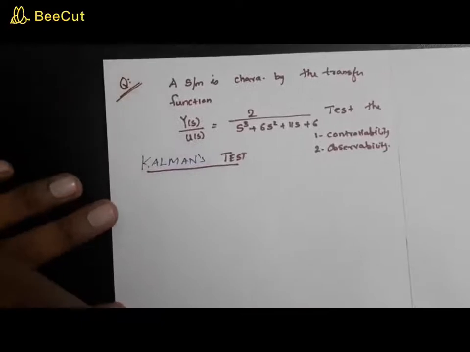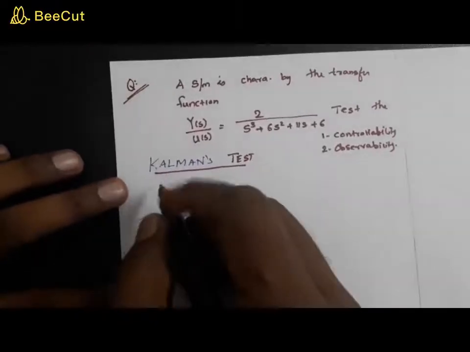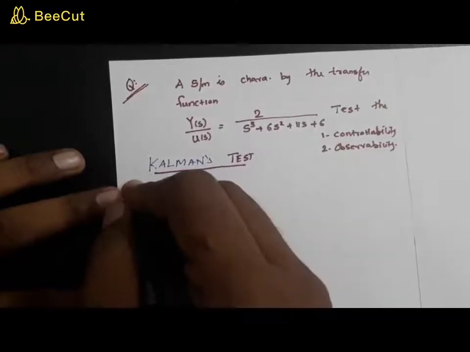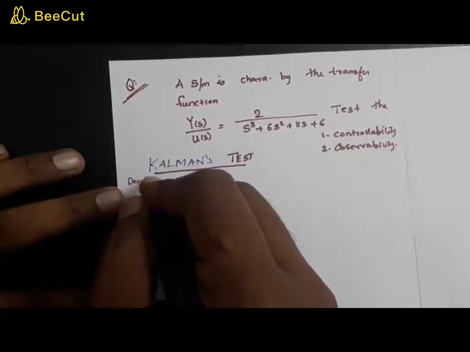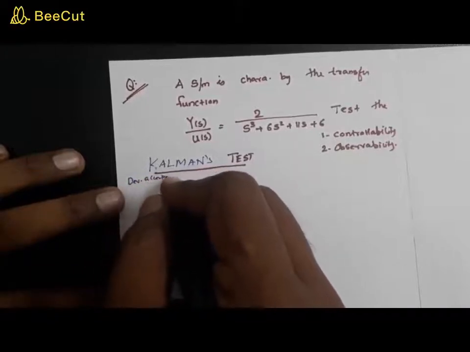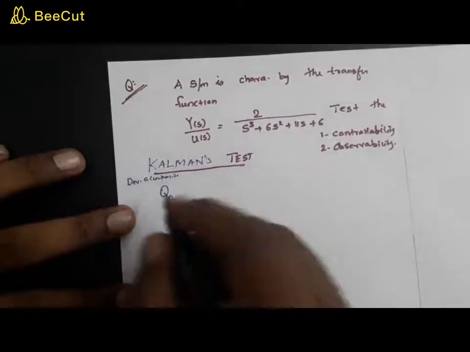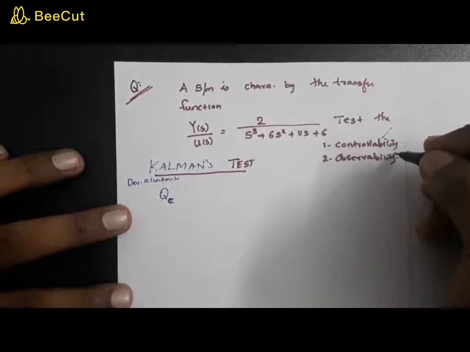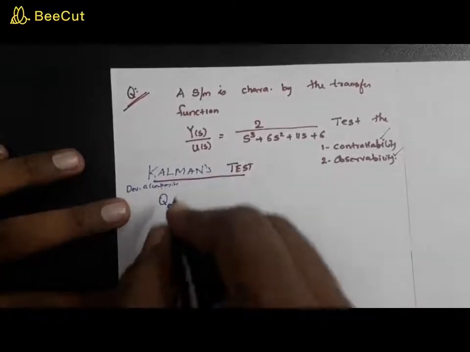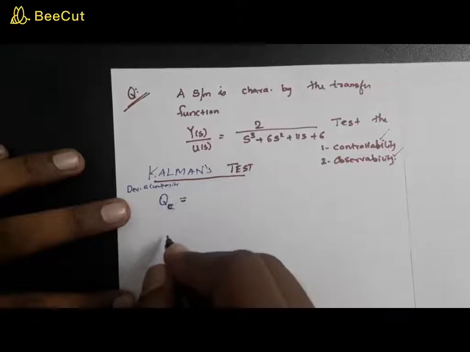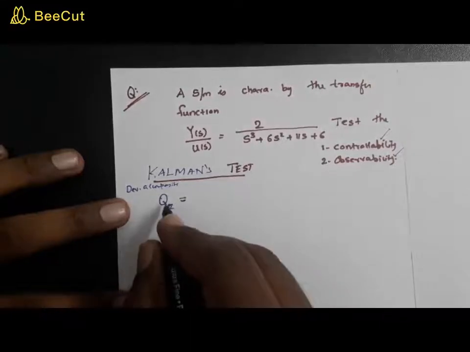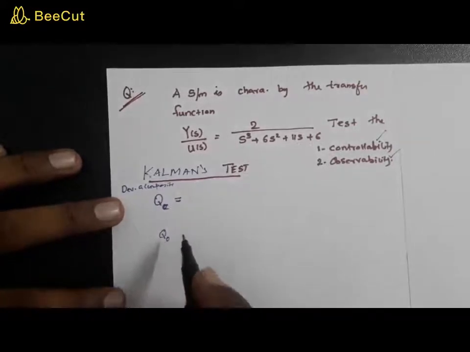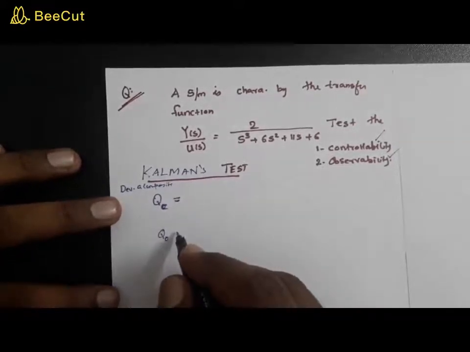So I'm going to rewrite what we have so far learned. That is, we have two matrices. The first step is to develop a composite matrix for both testing controllability and observability. So you are to frame up QC as well as QO. QC is the composite matrix for the controllability, while QO is the composite matrix for checking the observability.